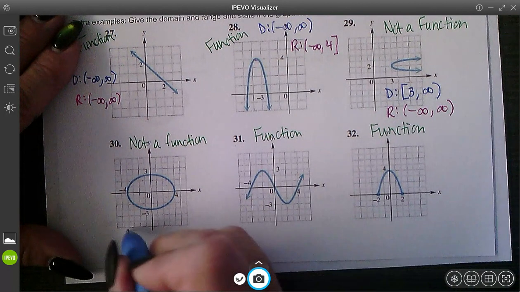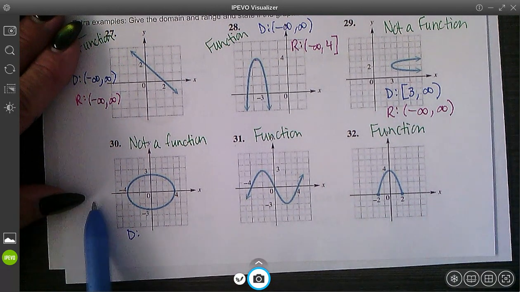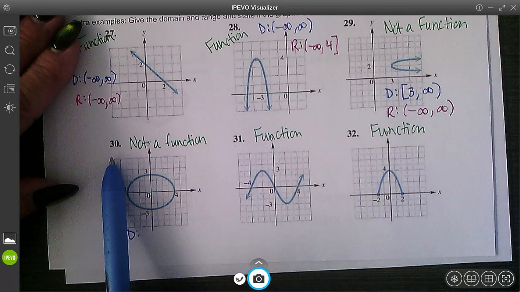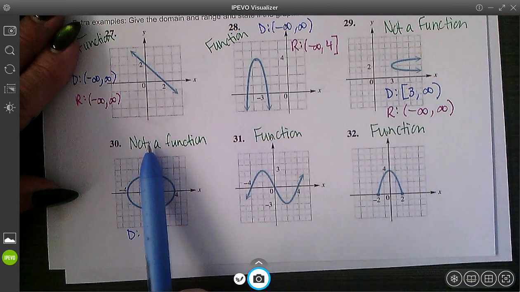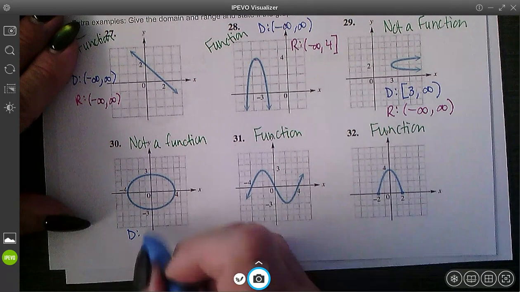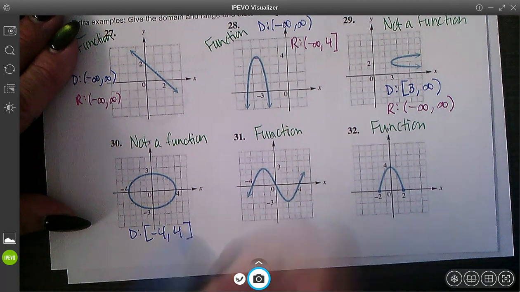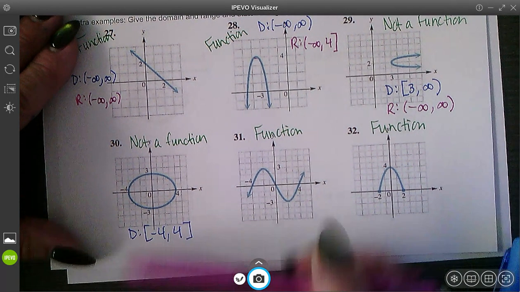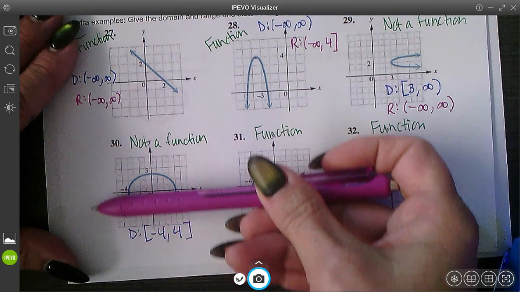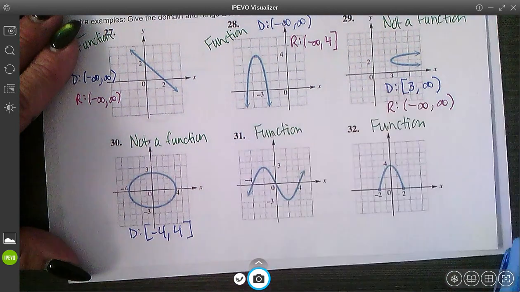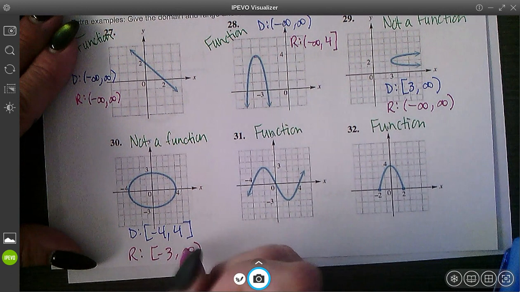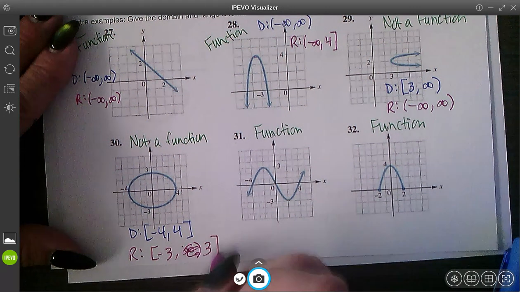30, the domain. The first x value that this graph contains is negative 4 right there, and the last x value this graph has is 4. So the domain will be negative 4 to 4. Range, bottom to top. The first y value you run across is negative 3, and the last one is 3. So that range will be from negative 3 to 3. Whoa, not infinity. Negative 3 to 3.